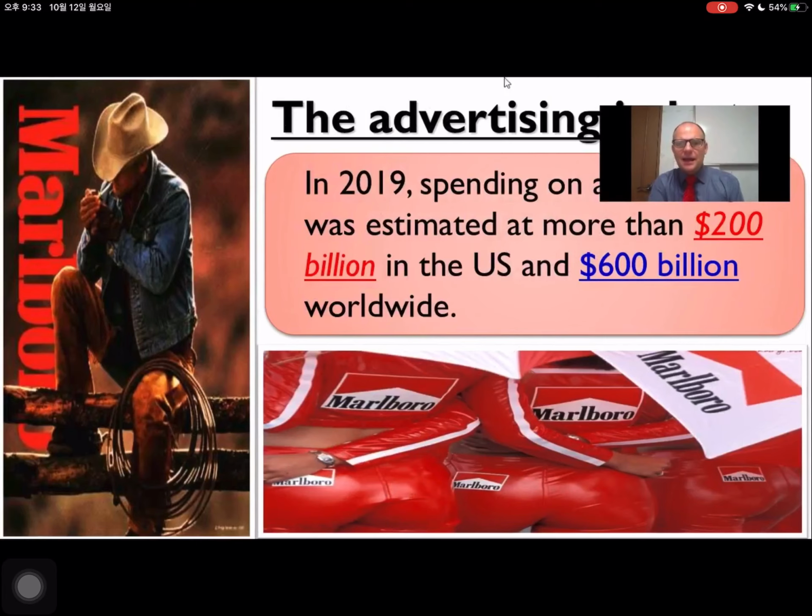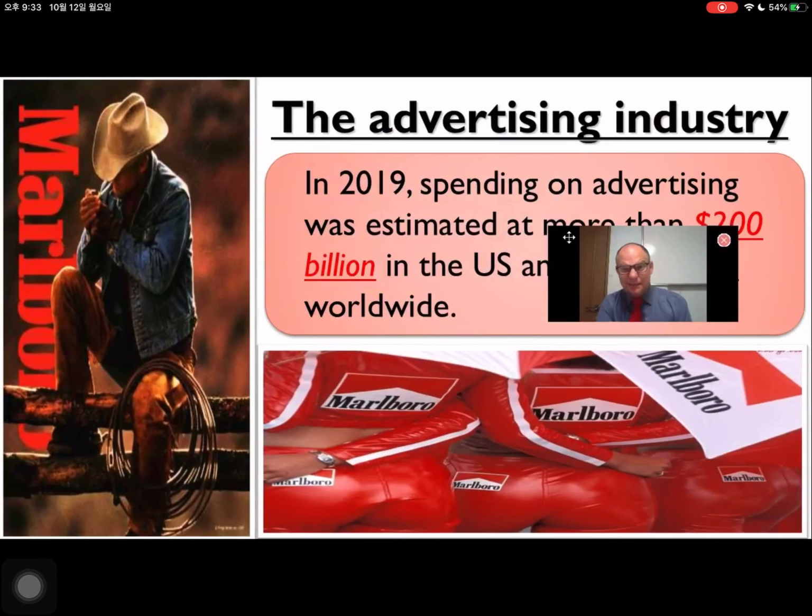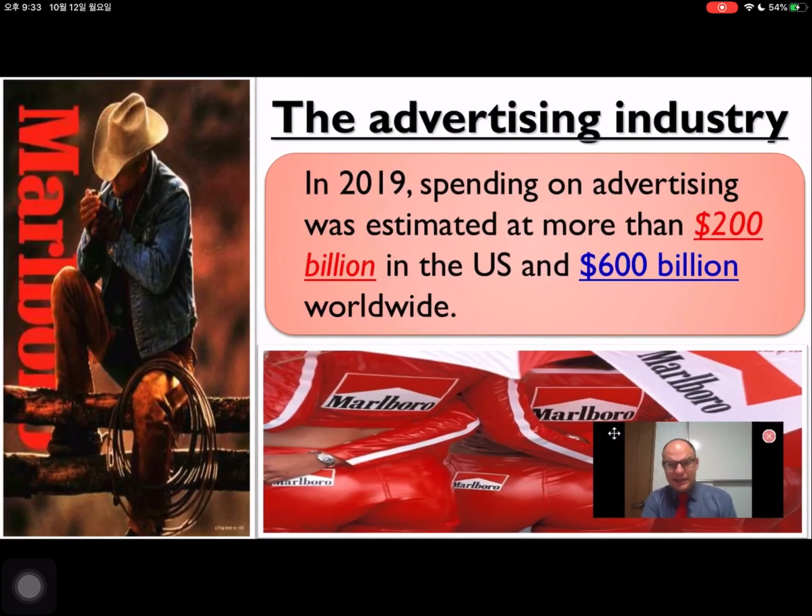Once you've found that, why are we studying advertising in business English? Well, there you go. There's some statistics there. In 2019, spending on advertising was estimated at more than $200 billion in the US and $600 billion worldwide. So there you go. Big business. There's a lot of money involved in the advertising industry. So that's why we're looking at it. It's obviously a very important part of business.